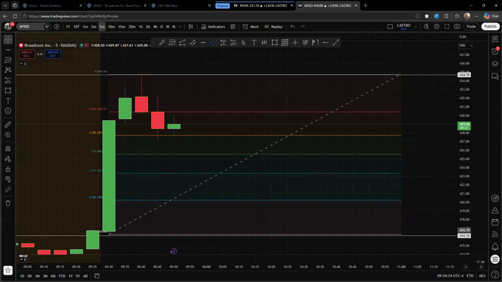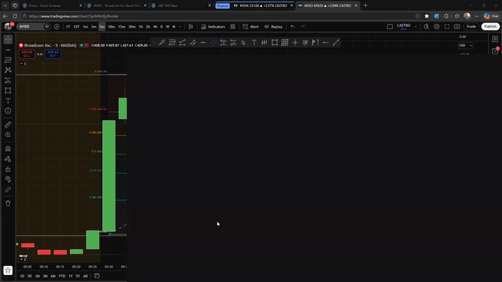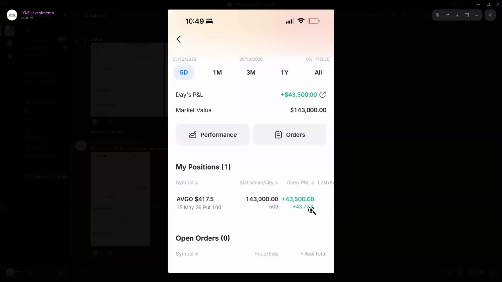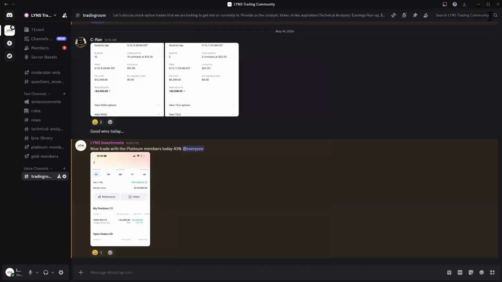And of course, right after that, sold. This was the trade here. Sold, and we made 43, almost 44% in less than 10 minutes of trading. So that was a beautiful trade right there.